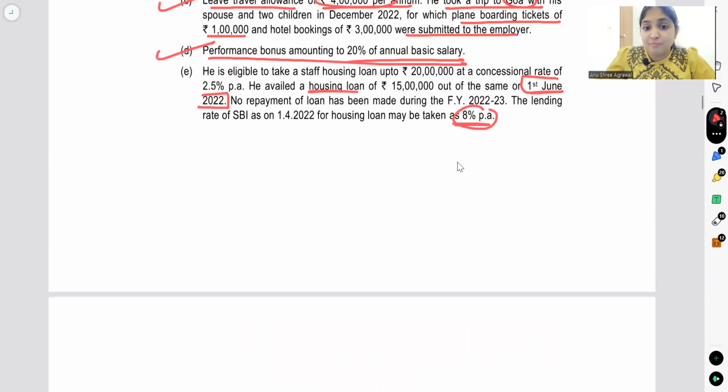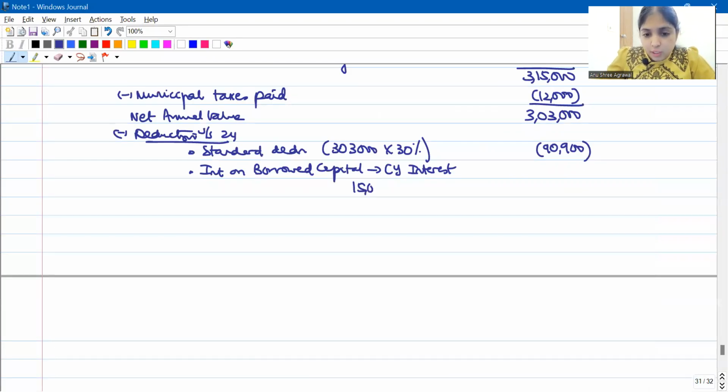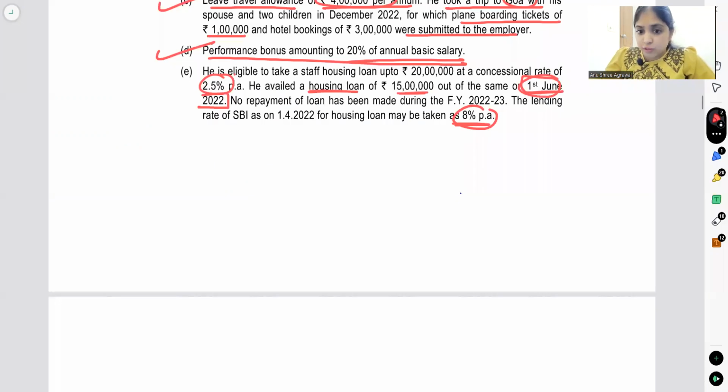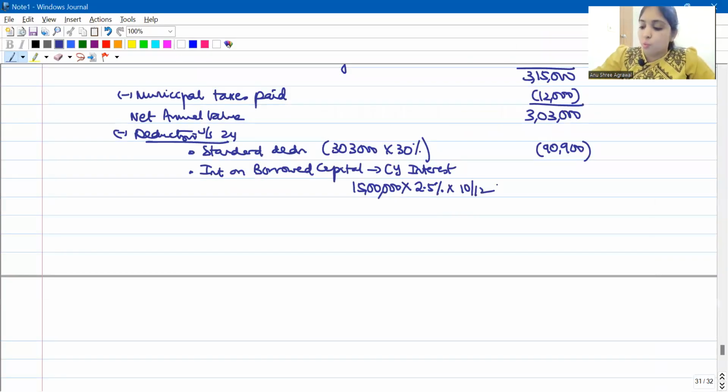Nothing but whatever interest I've paid to the employer. From the employer, I took a housing loan of 15 lakhs. On this 15 lakhs, I'm going to pay 2.5% interest. But I took this loan only in the month of June, so only for 10 months. So what is the current year interest? This is going to be 31,250. Do we get this number?